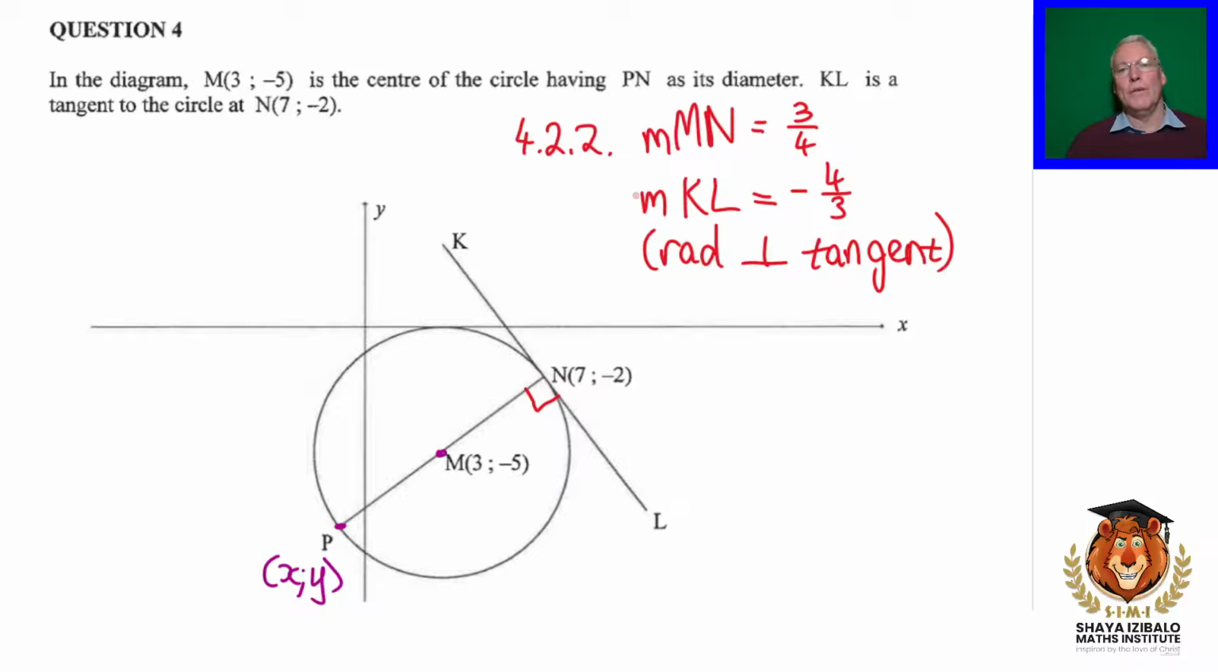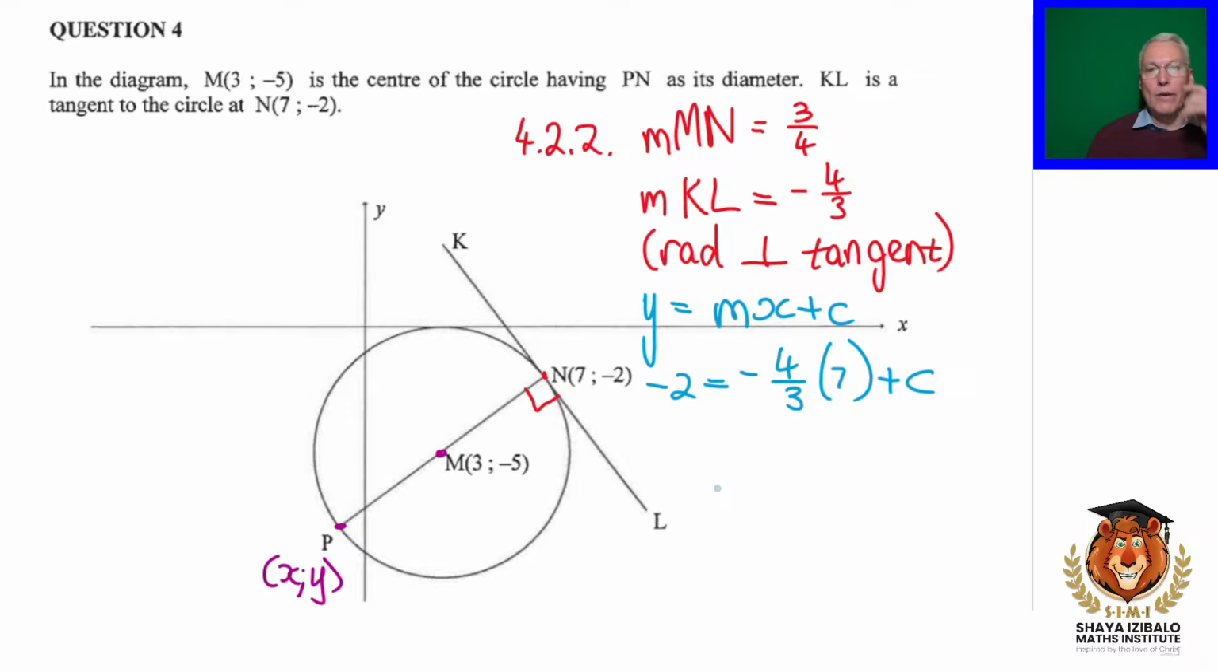The last thing we need to do is to find the equation of KL using this gradient and this point (7, -2). So y minus -2. In fact, I used this method last time, and I suspect more of you are using y equals mx plus c. So I'll use y equals mx plus c. Let's put in the point. Negative 2 is the y value. Negative 4 over 3 is the gradient. 7 is the x value, plus c. C is the only variable.